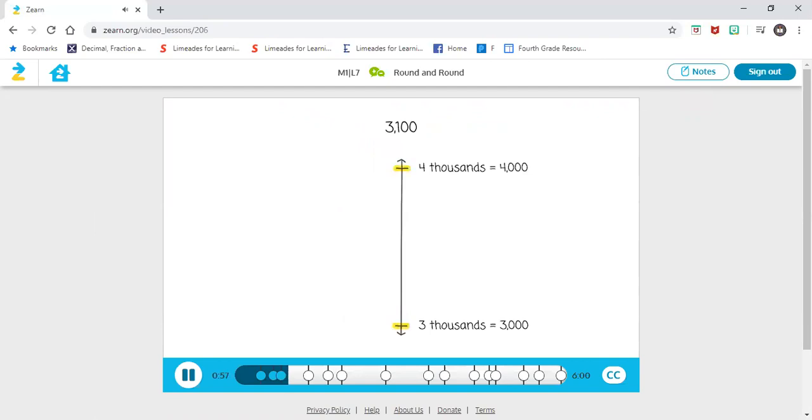What's halfway between 3 thousands and 4 thousands? We call that the midpoint. Here's a trick to help. 3,000 is the same as 30 hundredths, and 4,000 is the same as 40 hundredths. So we can think, what is halfway between 30 hundredths and 40 hundredths? Label the midpoint on the number line.